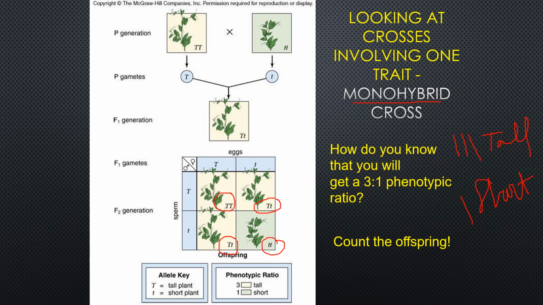So when we have a self-pollination of a heterozygous tall plant, then the phenotypic ratio of the offspring from that will be a 3-to-1, 3 being the dominant phenotype and 1 being the recessive phenotype. So down here then, our phenotypic ratio is 3 tall to 1 short. And we predicted that based on this Punnett Square.